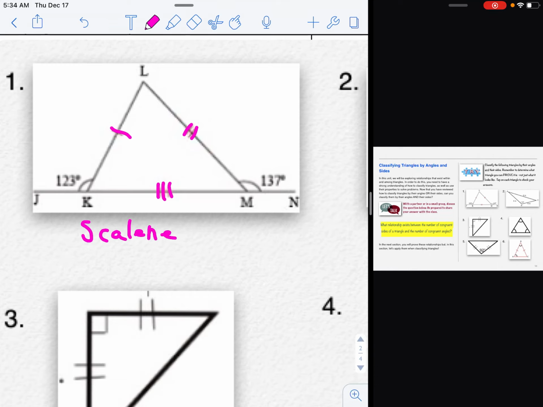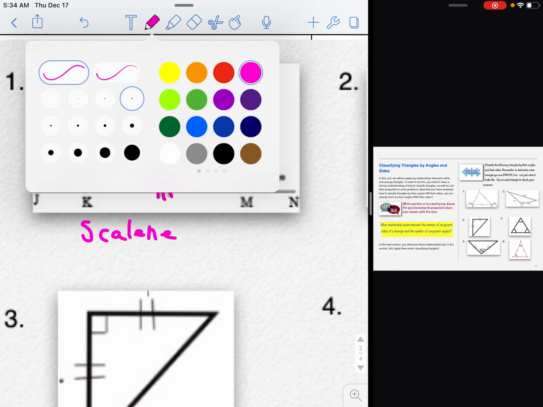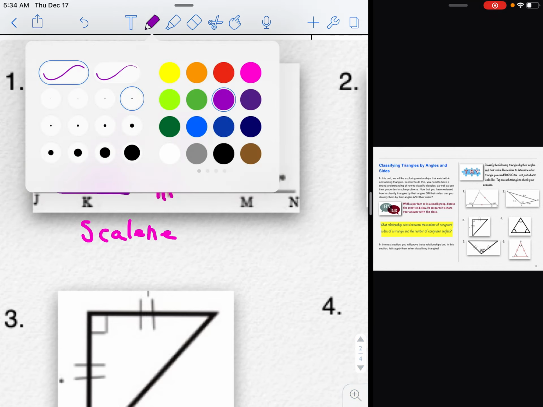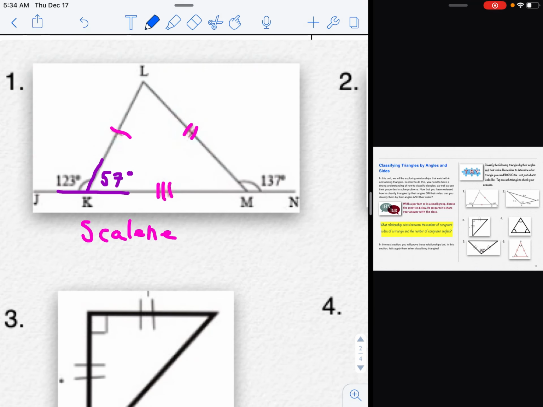Now, what about the angles? It doesn't give me any angle measures, but we got some linear pairs. So that's 57 degrees. Then we got this linear pair over here. That's 43 degrees. And then we got the triangle sum theorem. So all the angles have to add up to 180. So that's going to force this to be 80 degrees.